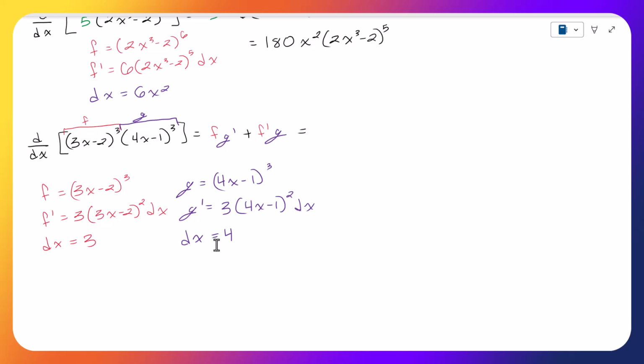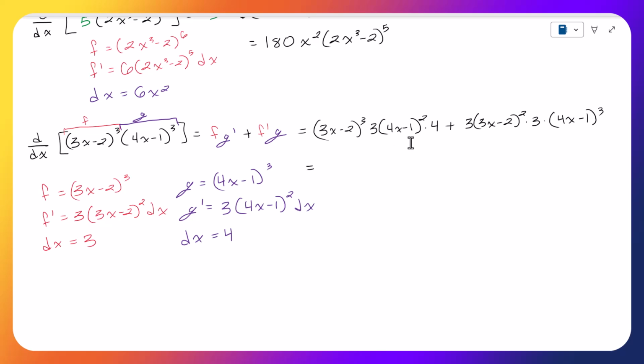Start putting things into place. We have 3x minus 2 cubed times g prime, which is 3 times 4x minus 1. I'll go ahead and substitute in the dx. The dx is 4 plus f prime, which we said was 3 times 3x minus 2 squared dx. Dx we said was 3 times g, which is 4x minus 1 cubed.